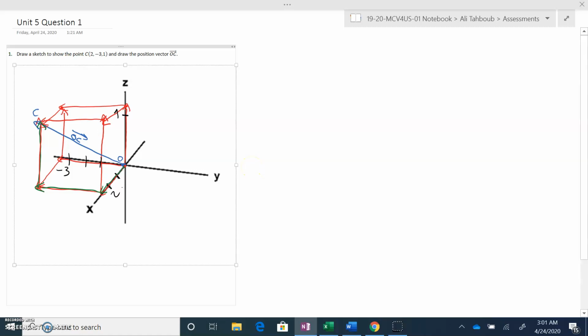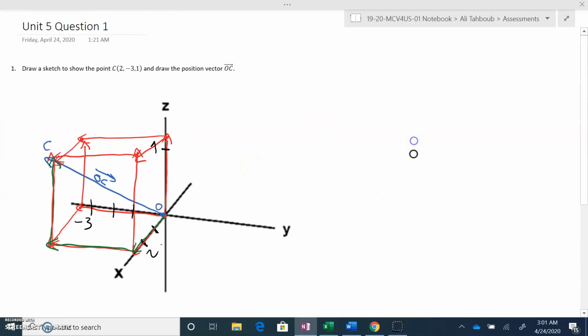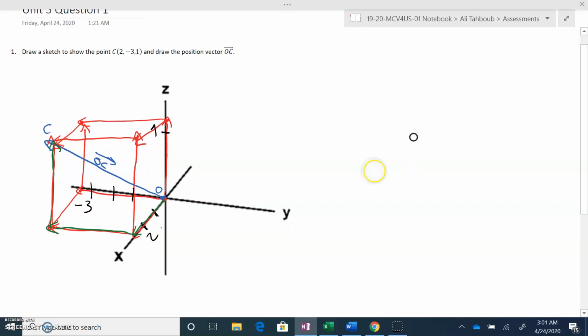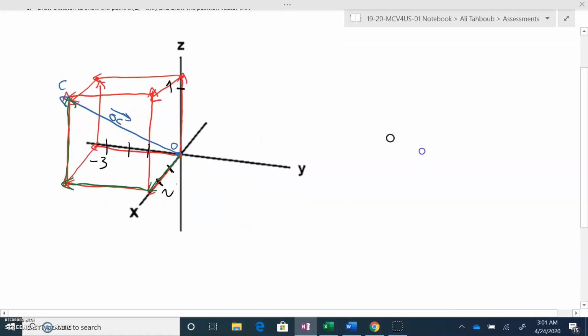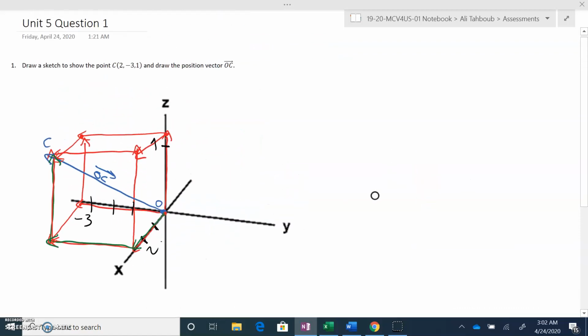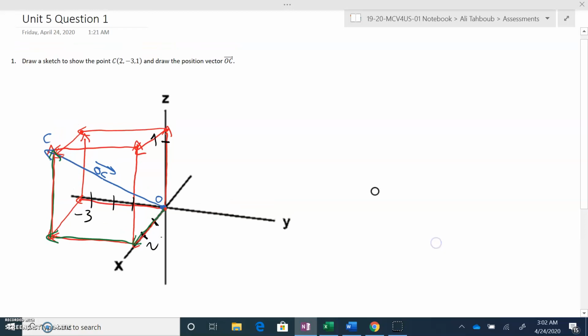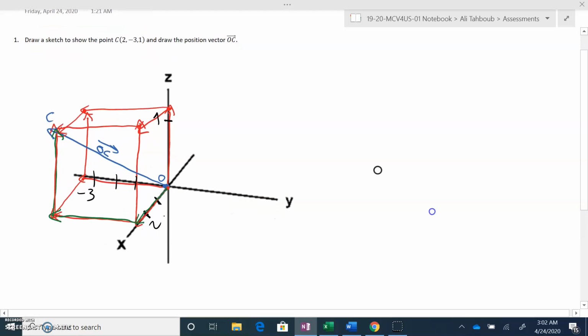Hello. So for my first question in the Unit 5 assessment, I was asked to draw a sketch to show the point C and to draw the position vector of OC. The only thing I was given was the coordinates of point C, as well as this sketch with X, Y, and Z lines that are not in the places they should be.